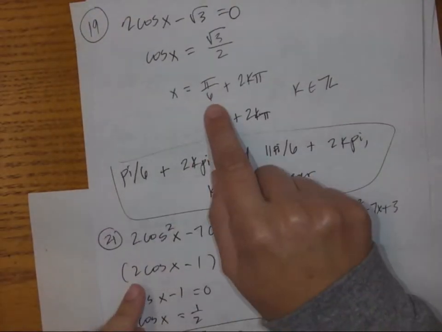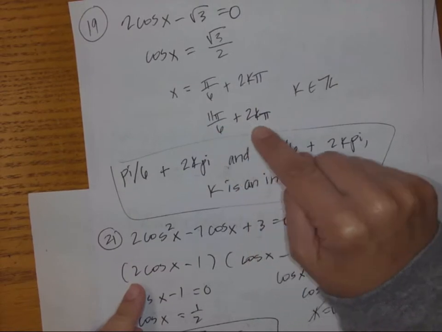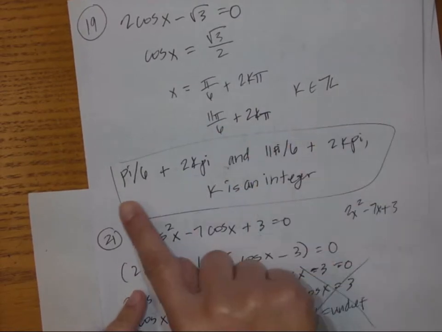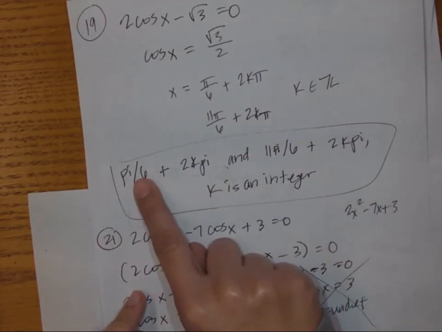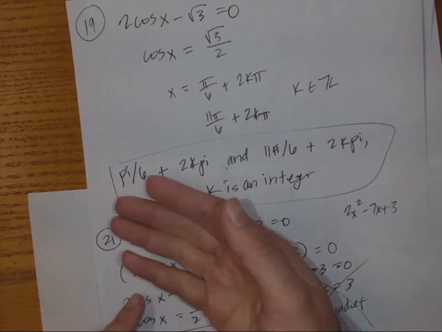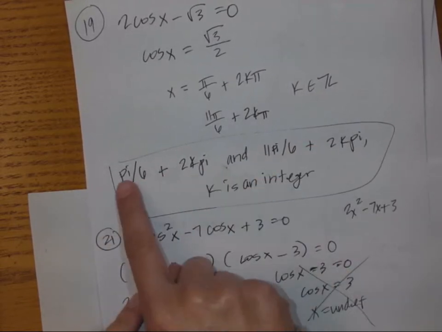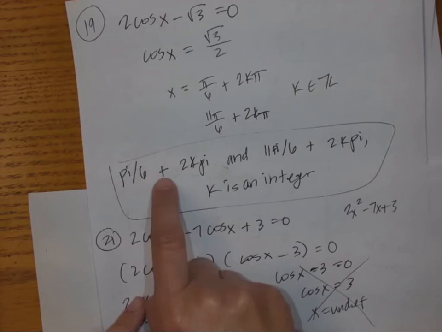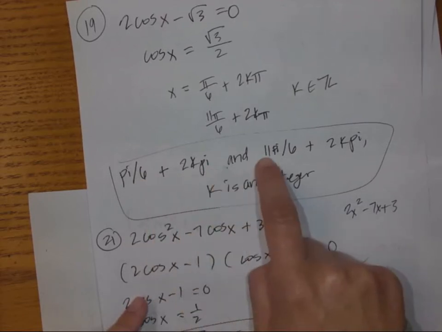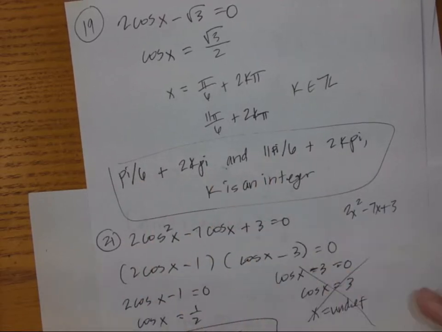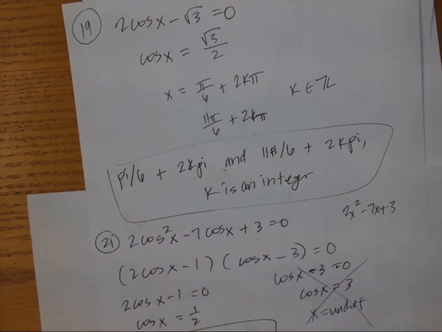So if this was the answer, pi over 6 plus 2k pi, 11 pi over 6 plus 2k pi, and k is an integer, I have an example like this on the question. It says write your answer, for example, so write pi over 6 plus 2k pi. Or you could type it out in words, like write "pi over 6" if you wanted to. That's fine.